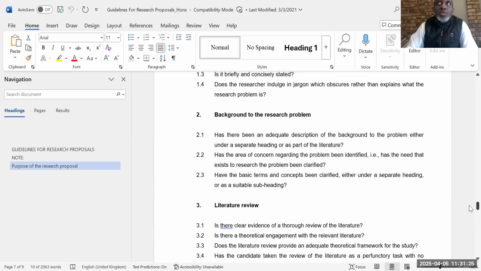It must not just be dumped there. All the things you see, you must connect to your key areas, in this case, climate change, agriculture with northern Nigeria.